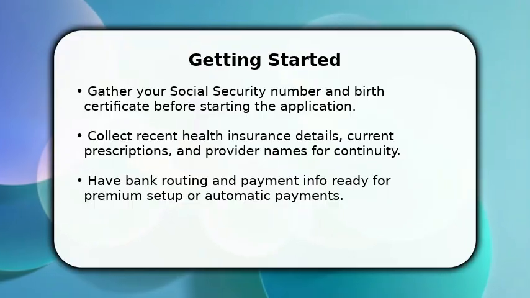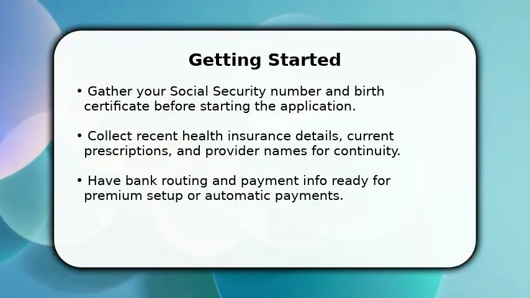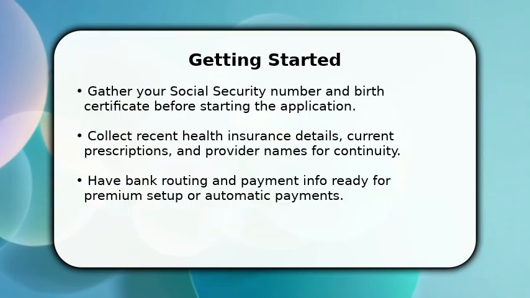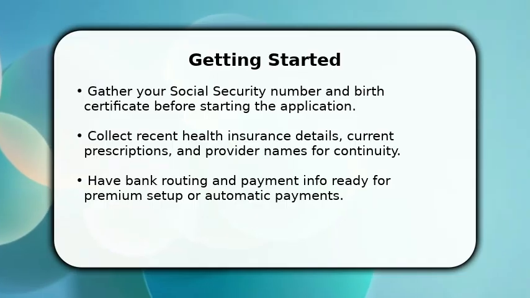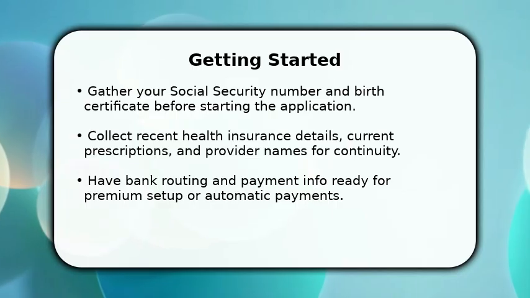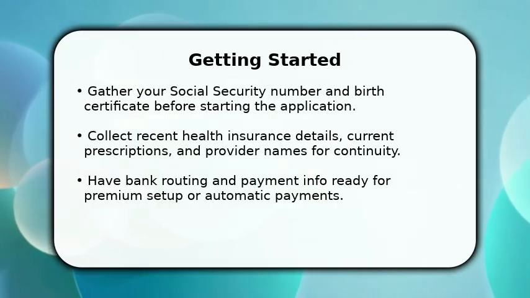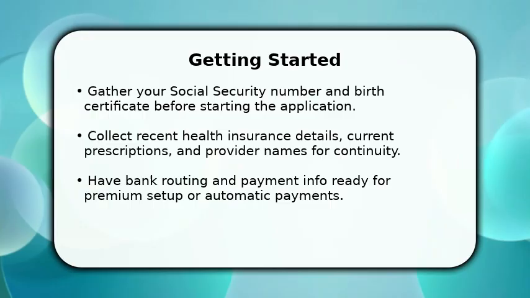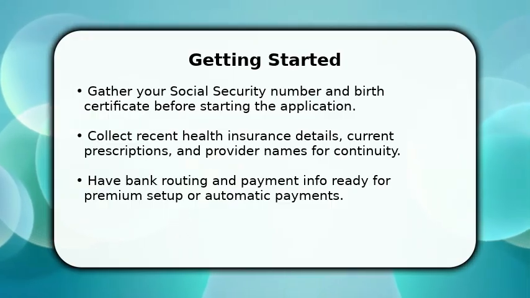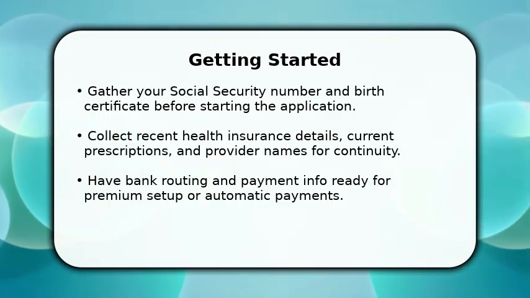In this video, I will explain how to apply for Medicare step-by-step, updated. Start by gathering your Social Security number, birth certificate, recent health insurance details, and bank info for any premium payments. Next, determine your enrollment period and whether you qualify for automatic enrollment. Prepare to choose Part A, Part B, and any supplemental plans, review costs, and list providers you want to keep before starting the application online or by phone.